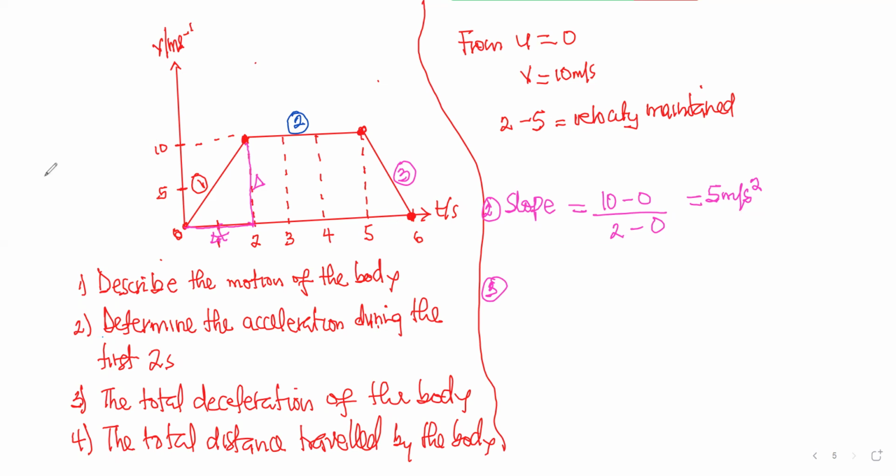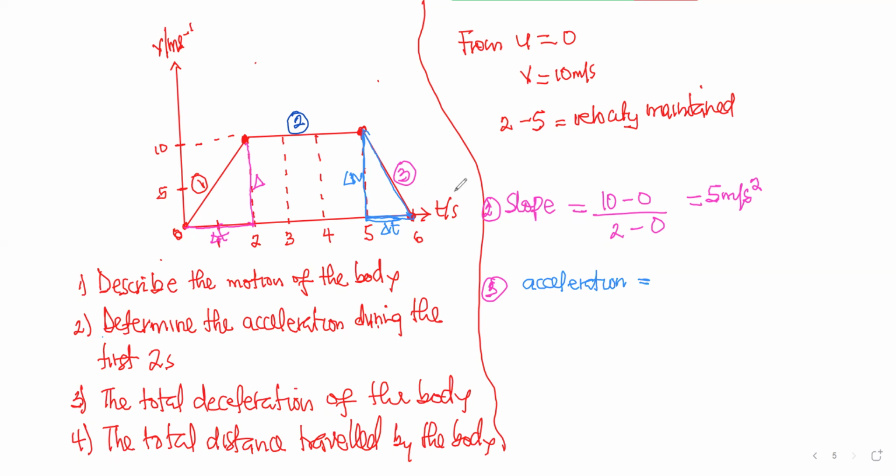The deceleration in the body is just the third part of the graph. So when you find the slope, you have the total deceleration. Negative 10 meters per second. When you calculate, you have change in the vertical, change in the horizontal.